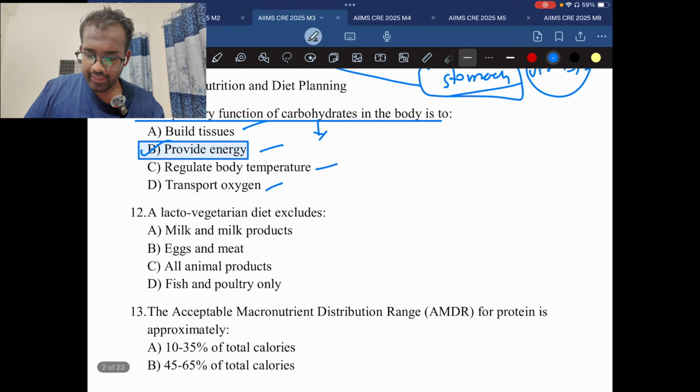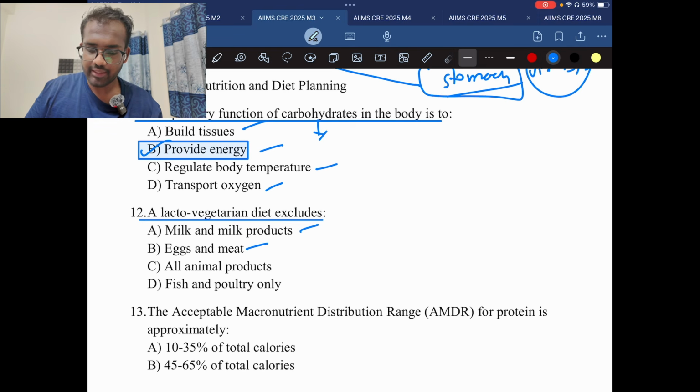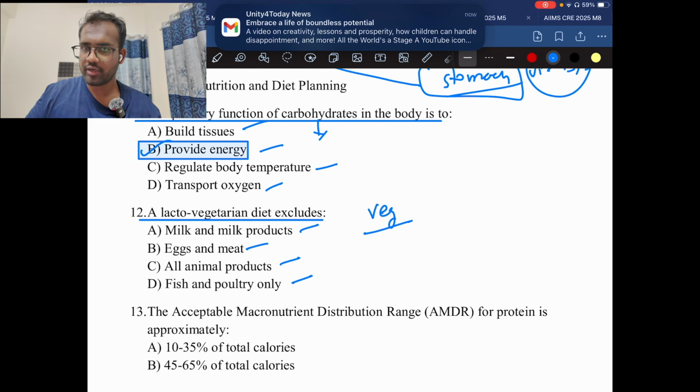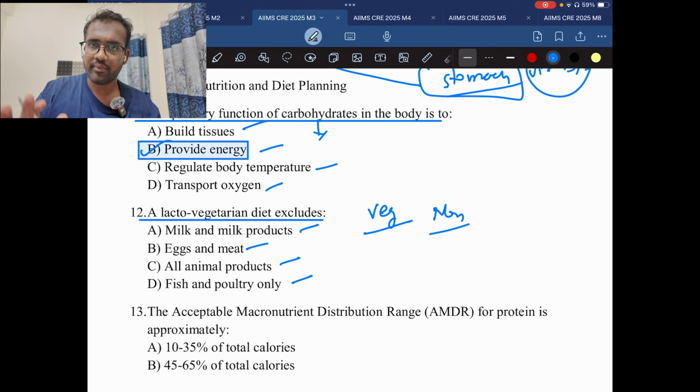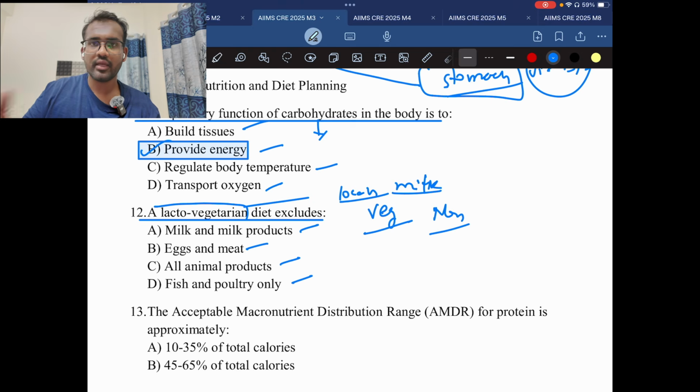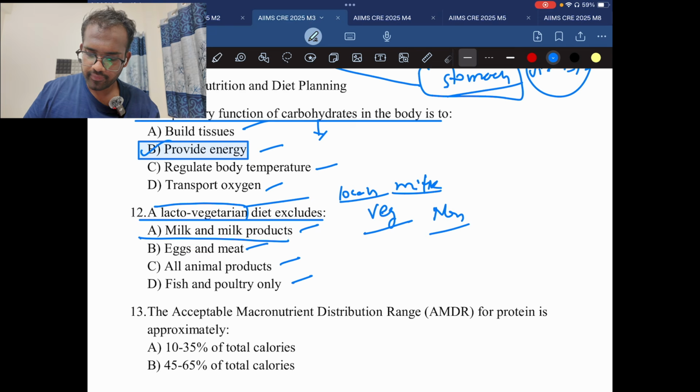Question number 12. A lacto-vegetarian diet excludes: milk and milk products, eggs and meat, all animal products, fish and poultry only. So if you know what a pure vegetarian diet is, it doesn't use any animal products. Non-vegetarian people eat both animal and plant products. Here comes a lacto-vegetarian diet. Lacto in the sense of lactose, which is milk. They consume milk, but they avoid all other animal sources. So here the answer will be milk and milk products.